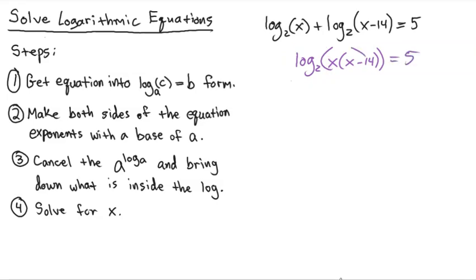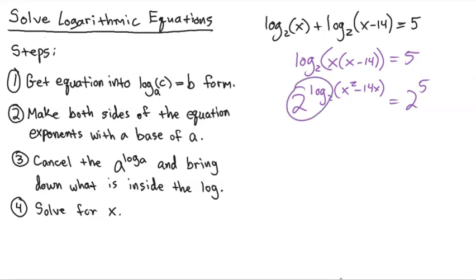Now, we're going to make both sides of the equation exponents on a base of a, and a in this case is 2. So we'll do 2 to the power of log base 2 of, and I'm going to distribute this x: x times x is x squared, and x times negative 14 is minus 14x. So x squared minus 14x equals 2 to the power of 5. Well, 2 to the power of 5 equals 32.